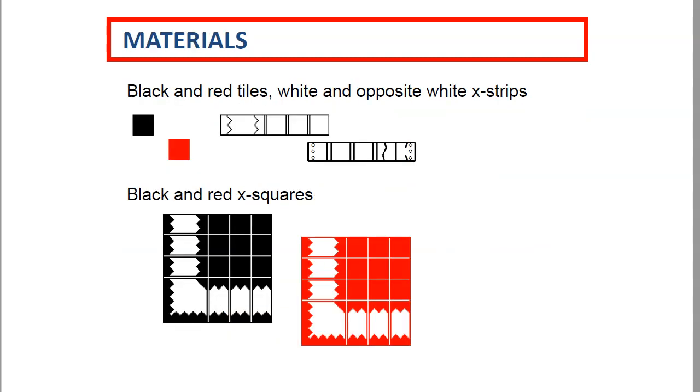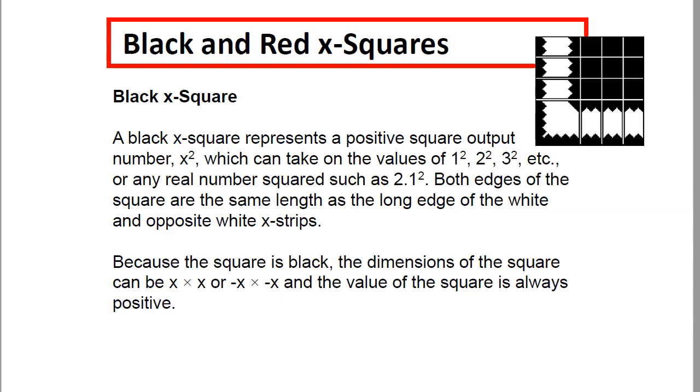The materials we'll use are black and red tiles, white and opposite white X strips, and some new pieces, black and red X squares. The black X square represents a positive square output number, x squared, which can take on the values of 1 squared, 2 squared, 3 squared, etc., or any real number squared, such as 2.1 squared.